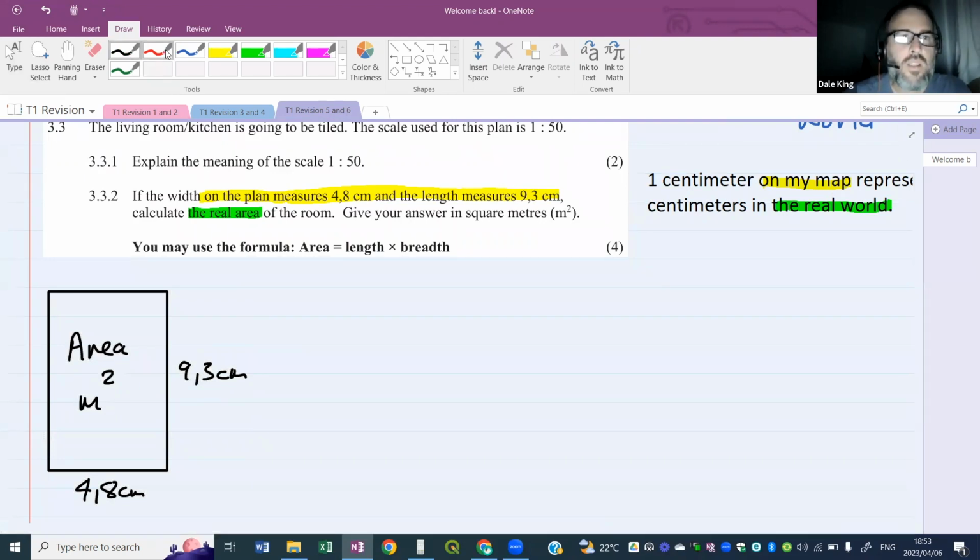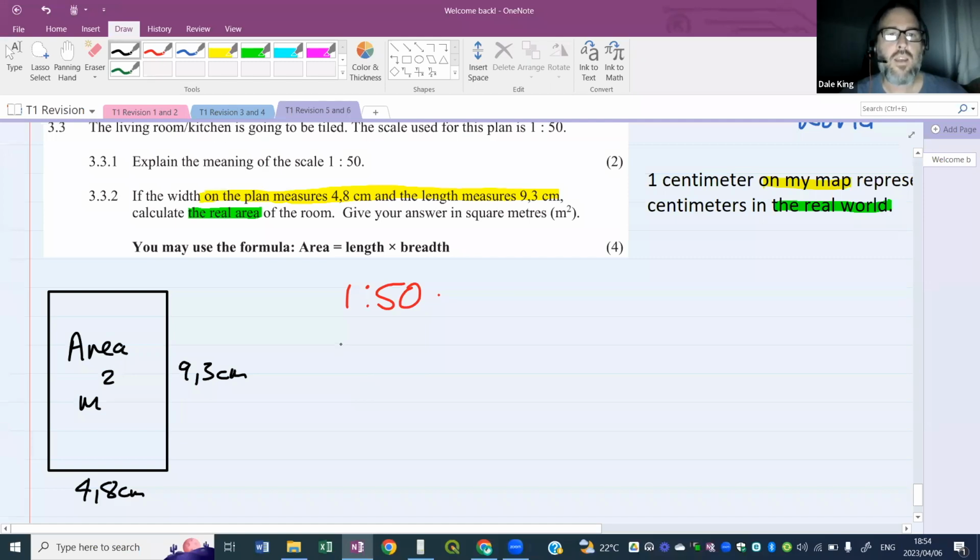Now, I pointed out in the question, and I drew it with yellow and green, that the width on the plan is 4.8 centimeters and the length is 9.3. That's plan. What is the area in the real world? So we have to convert from plan to real world using the scale, which is 1:50,000. We're going to take our map measurements and convert them into real world measurements. How do we do that? We need to multiply by 50.